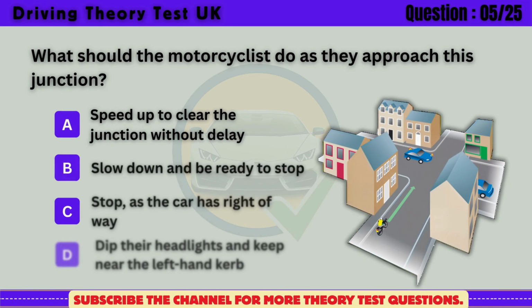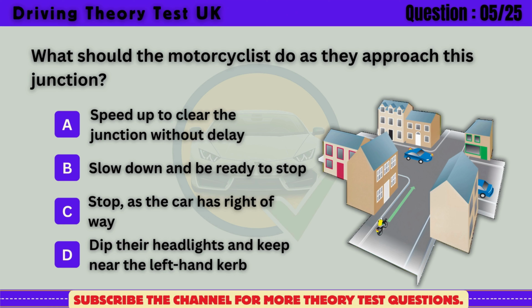Question 5. What should the motorcyclist do as they approach this junction? A. Speed up to clear the junction without delay. B. Slow down and be ready to stop. C. Stop, as the car has right of way. D. Dip their headlights and keep near the left-hand curb.